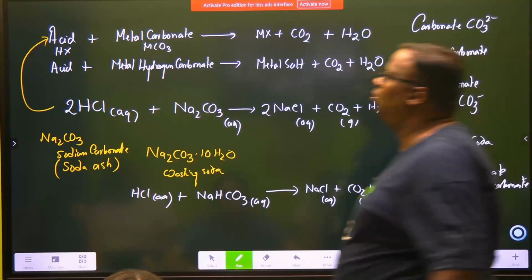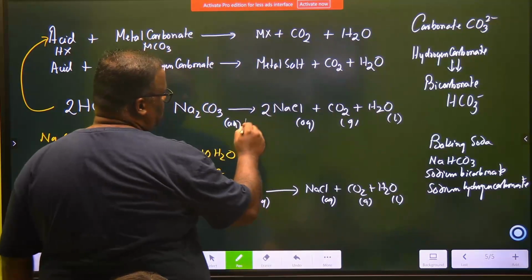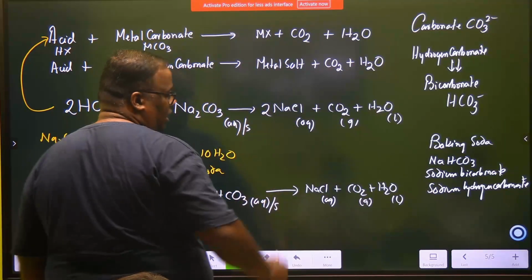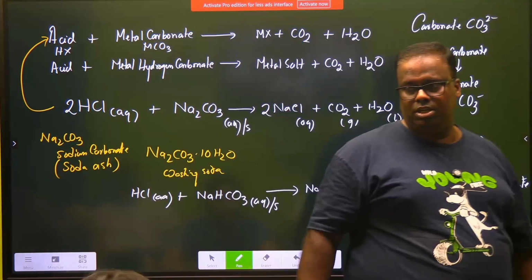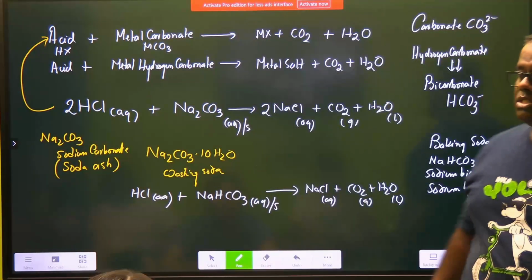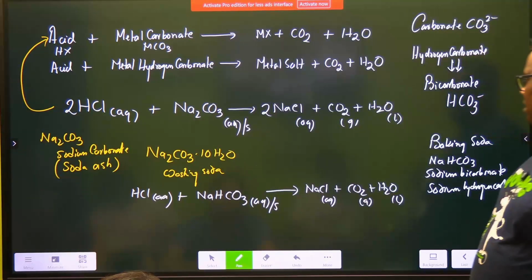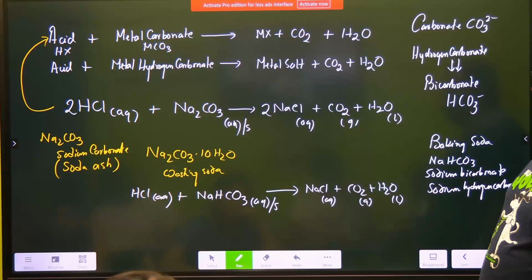Acha, in many books you may find that they write this as solid and they may write this as solid. It depends. If you even bring a little bit of solution, it doesn't mean that the reaction will be drastically different. Okay. This is a reaction that we use even in fire extinguishers.